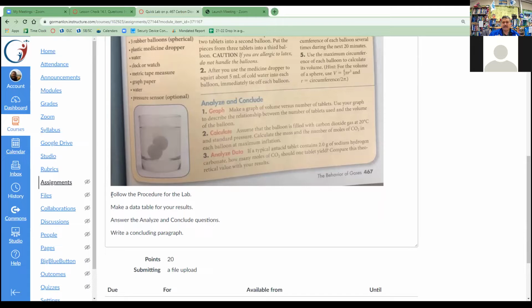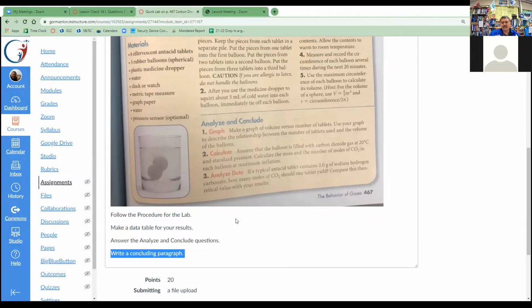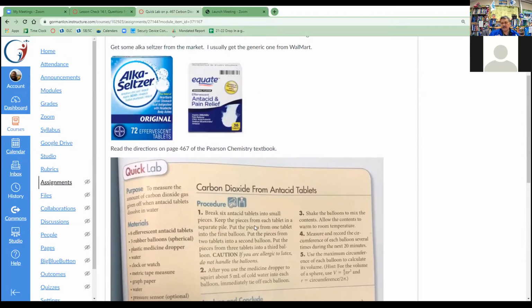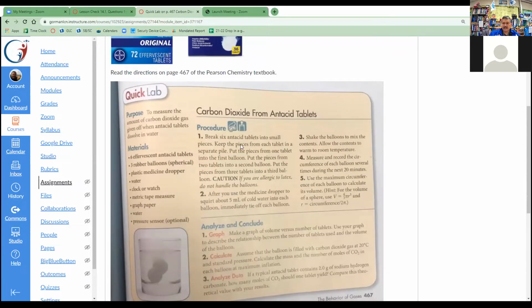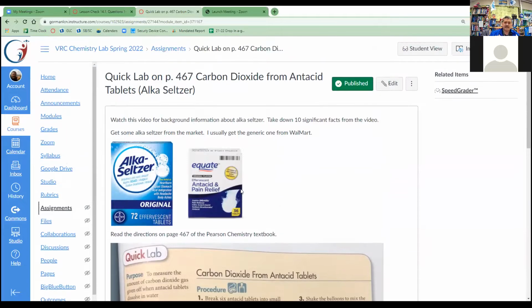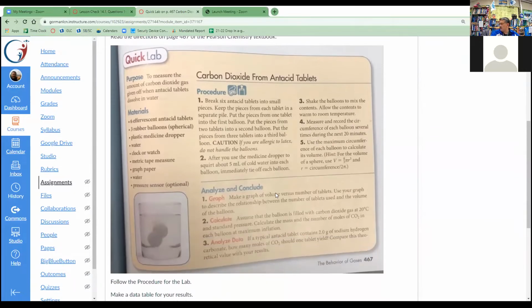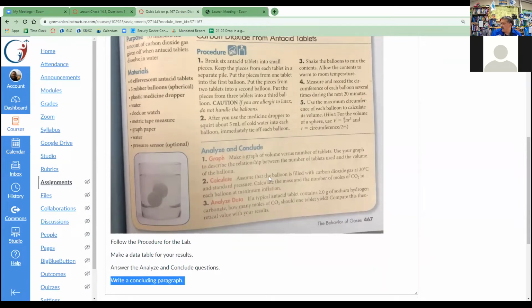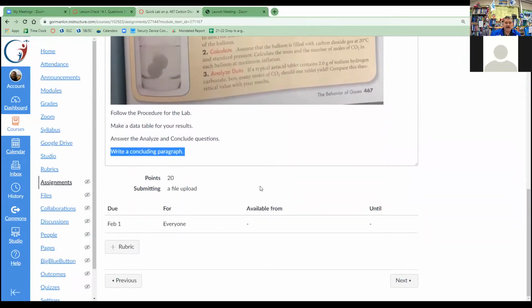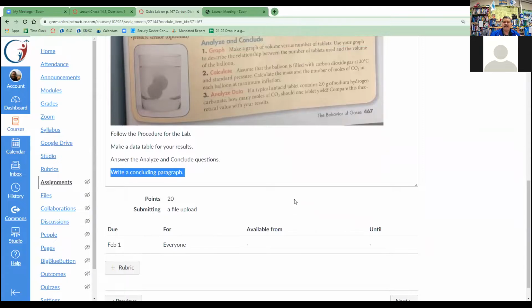So it says follow the procedure, make a data table, answer the questions, write a concluding paragraph, and then throw this all together with an introduction. This image also for the materials and methods, for the cover sheet on it, and ta-da, you've got your lab report all written up. Okay, all right, so let's get started with the lab.